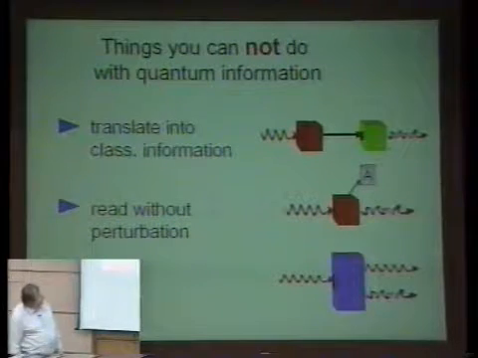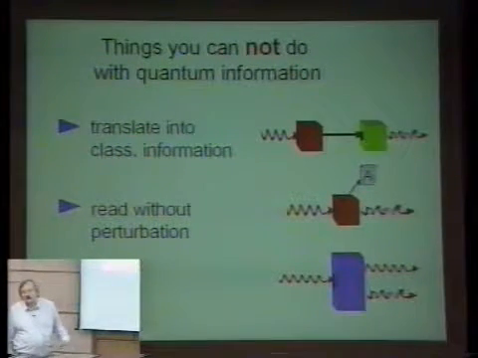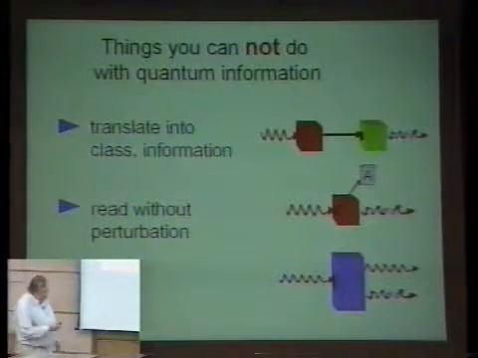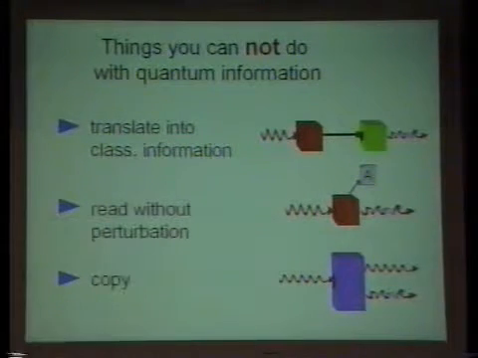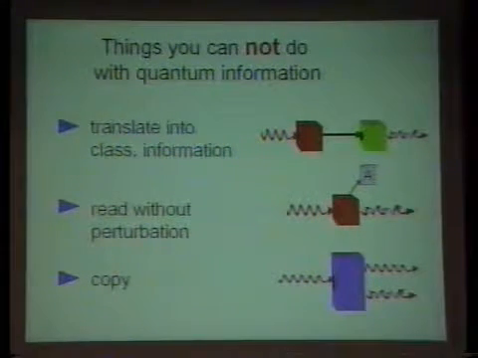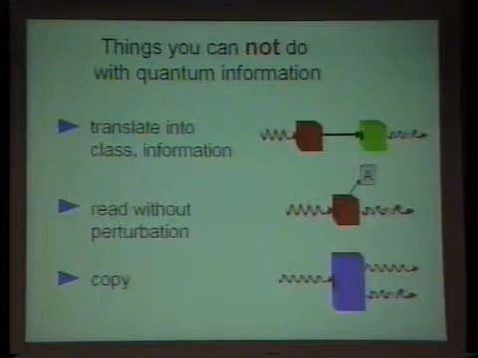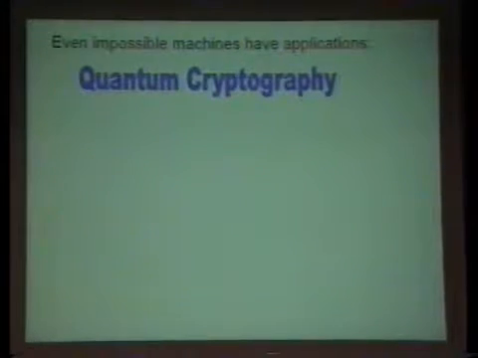Okay, here's a copier with a similar condition. You cannot produce two systems from one with the same statistical properties, because that could be used for reading, for example. But impossible machines, these things that are not possible in quantum mechanics, these no-go statements are actually useful.